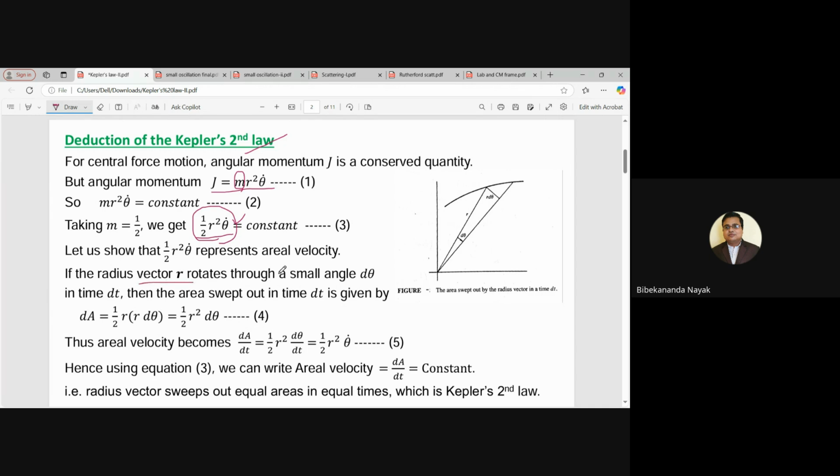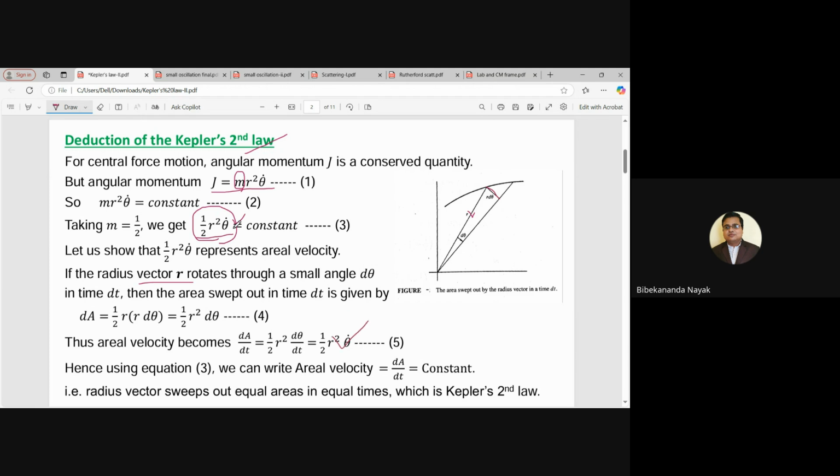vector r rotates through an angle d theta in time dt, then the area swept out is equal to half r into r d theta. Area of the triangle is half r this side into r d theta, which is basically half r square d theta. If we take its time variation dA by dt, then r is fixed, so we only take the derivative d theta by dt, so it becomes half r square d theta by dt, that means half r square theta dot.